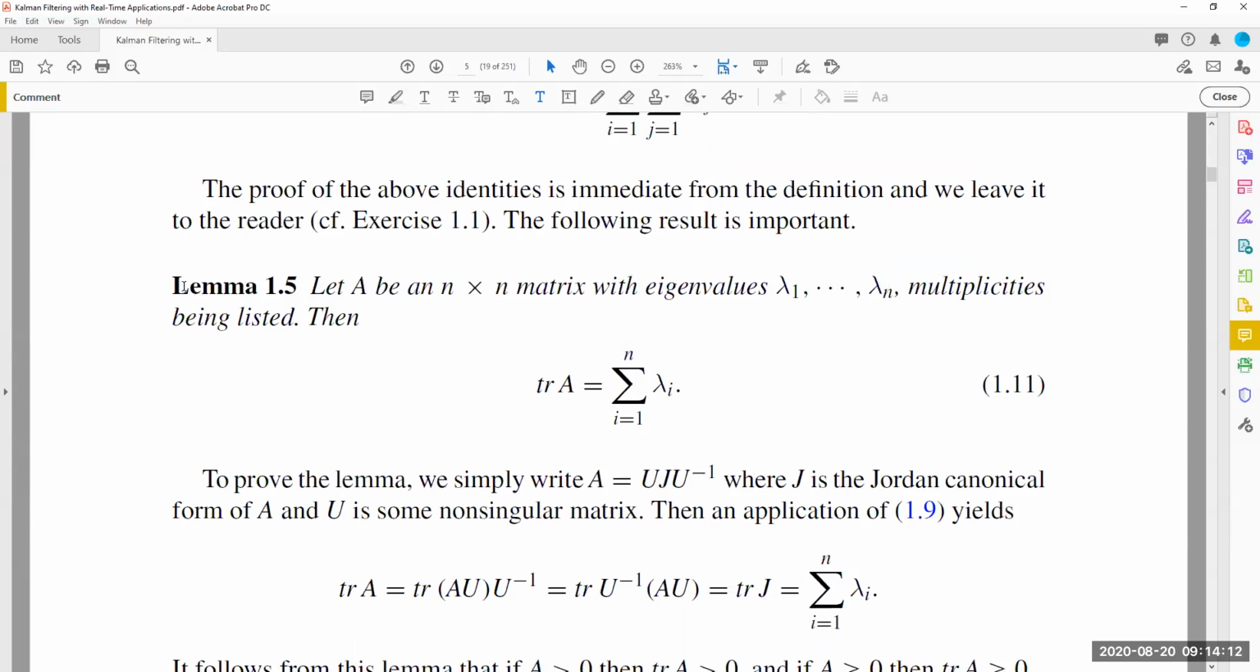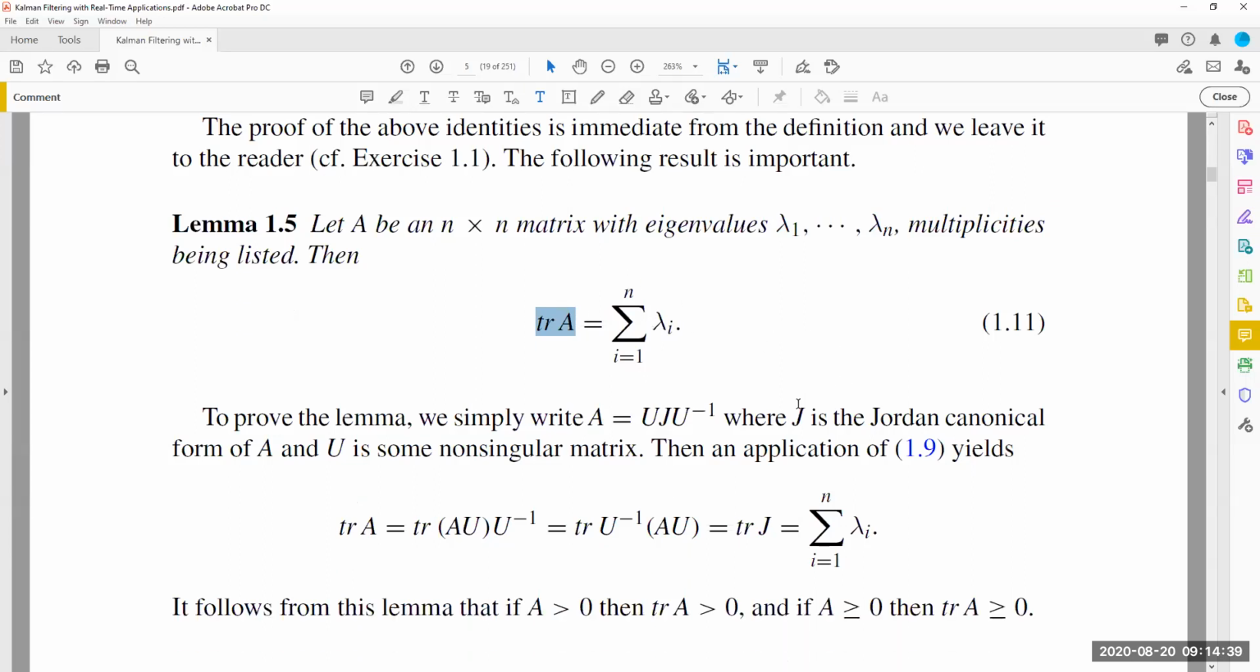So lemma 1.5 says if A is an n by n square matrix with eigenvalues lambda 1 to lambda n, here the eigenvalues may contain repeated values, then the trace of A will be the sum of all eigenvalues. I will not show you the proof. Yes. So it follows from this lemma.